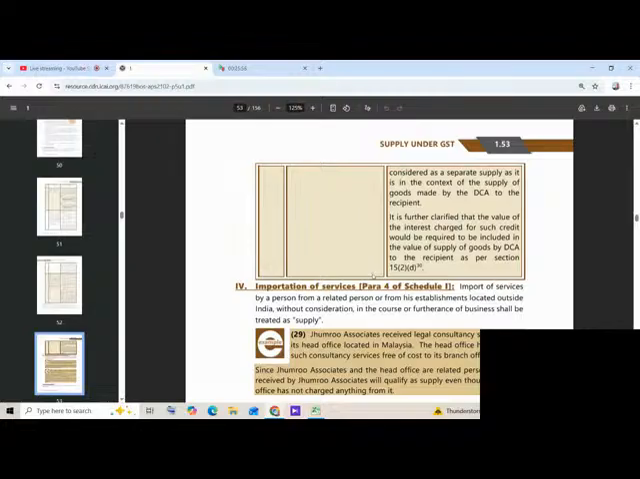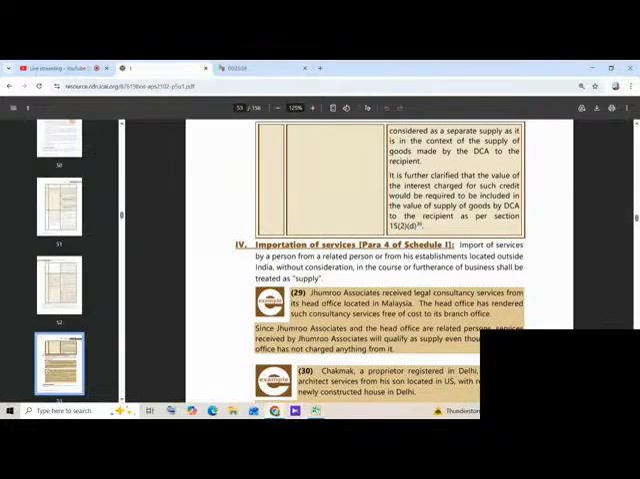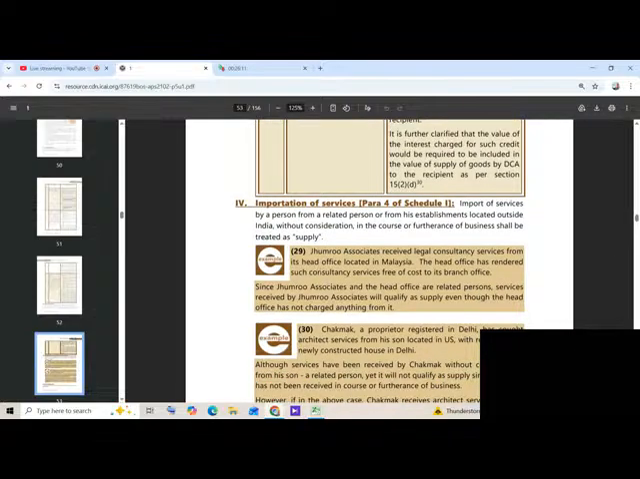Importation of services, Para 4 of Schedule 1. Import of services by a person from a related person or from his establishment located outside India without consideration in the course or furtherance of business shall be treated as supply. Jumru Associates received legal consultancy services from its head office located in Malaysia. The head office has rendered such consultancy services free of cost to its branch office. Since Jumru Associates and the head office are related persons, services received by Jumru Associates will qualify as supply even though the head office has not charged anything from it.